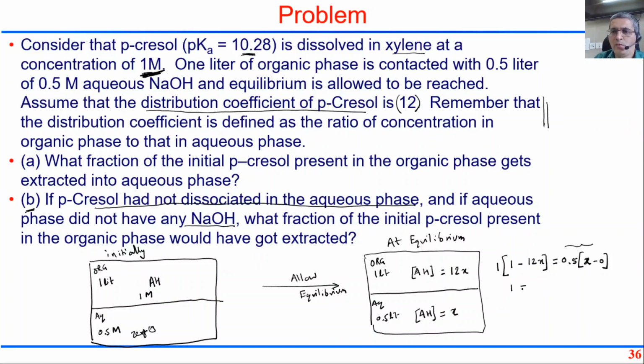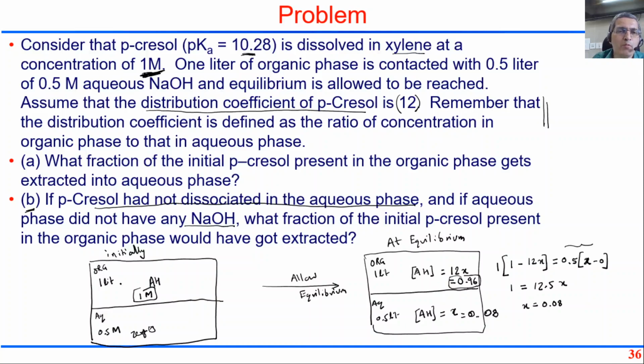So I would get 1 equal to 12x plus 0.5x, 12.5x. So how much would x be? x would be 0.08. So this x is 0.08, and this 12x would be 12 times 0.08, 0.96. So do you see? Out of 1 molar, the concentration remaining is 0.96 molar.